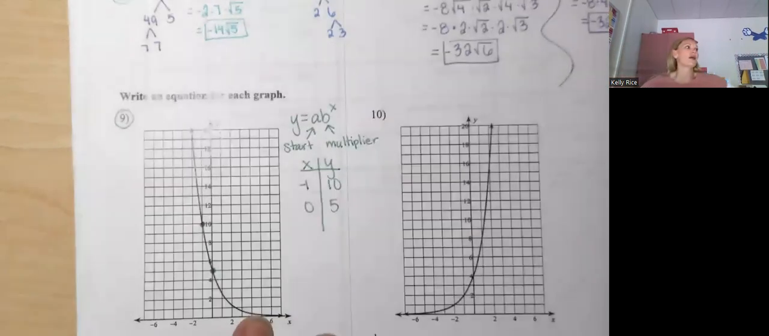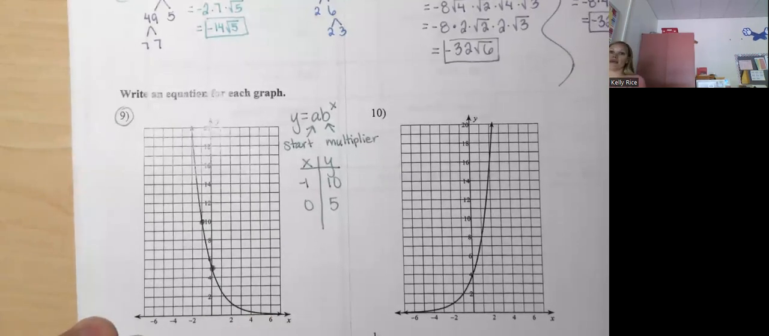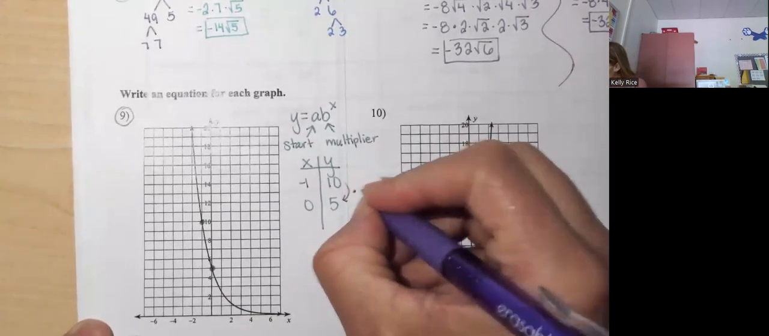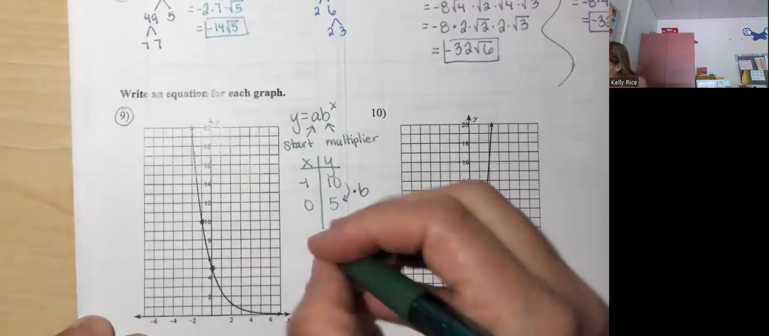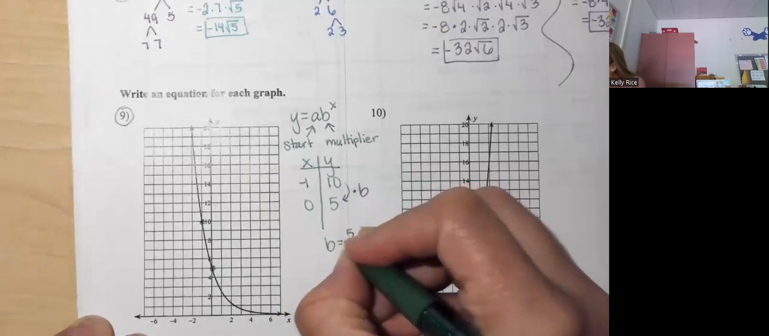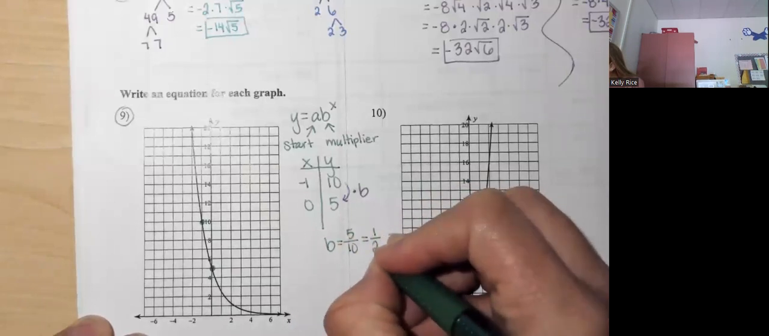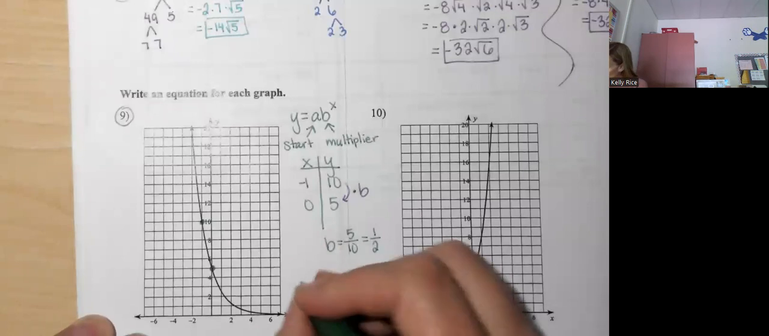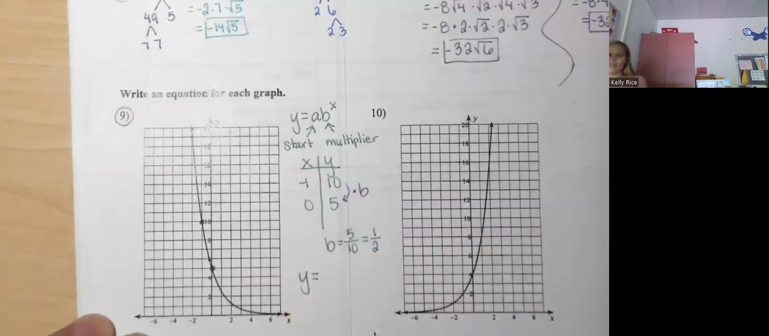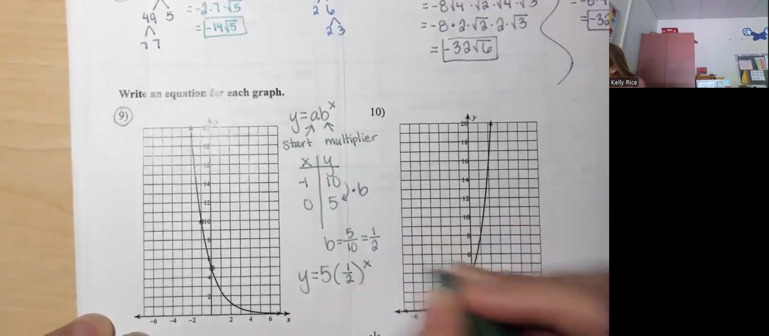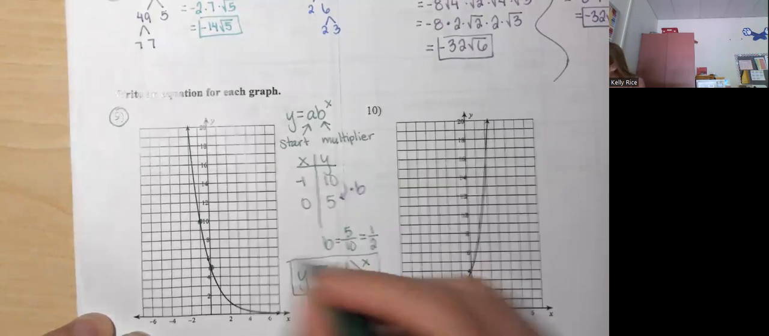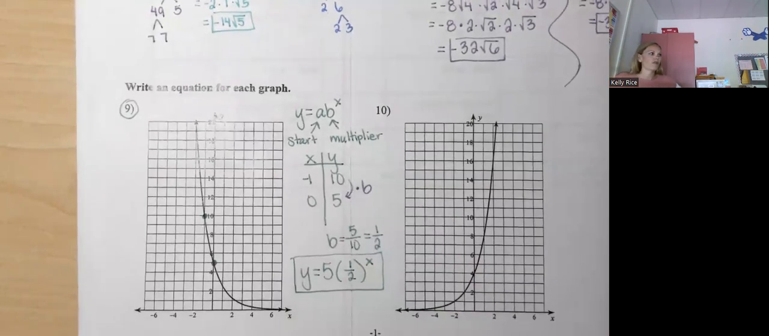And we want to find the multiplier. Not what I'm dividing by, what I am multiplying by. So 10 times something gives us 5. We know 10 divided by 2 gives us 5, but for our multiplying, we just divide it. 5 divided by 10, which is 1/2. Our equation is y equals, what's my a value? 5 times 1/2 to the x. Just 5. Wherever your 0 is, your start, that's your a.